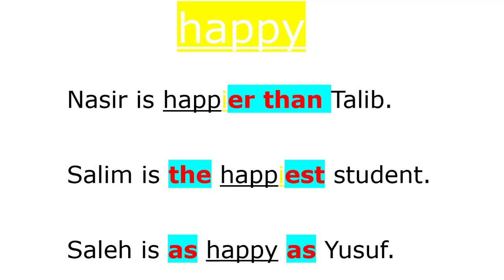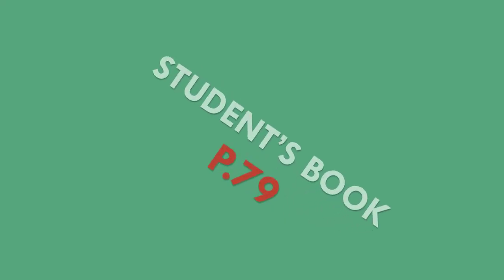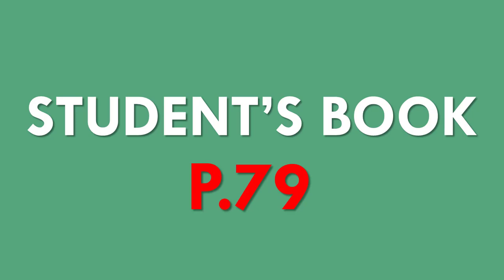Here is another case of spelling rules. If the adjective ends with y, we remove the y and replace it with i. For example, Nasser is happier than Talib. Comparative. Salim is the happiest student. Superlative. Saleh is as happy as Yusuf. Equality.